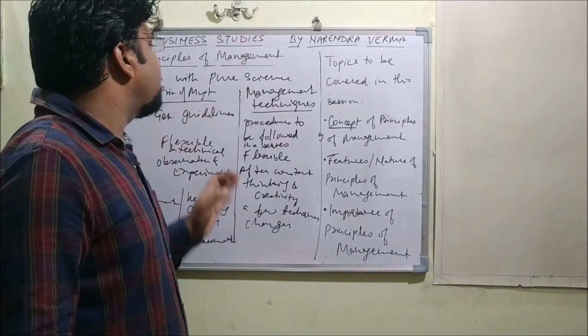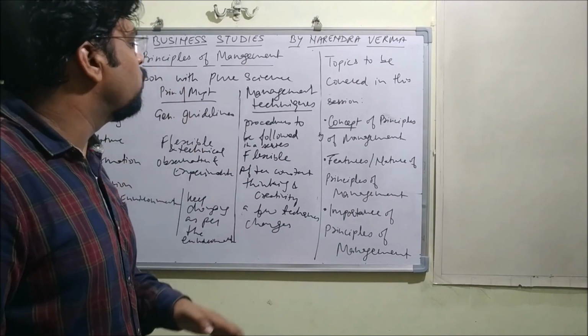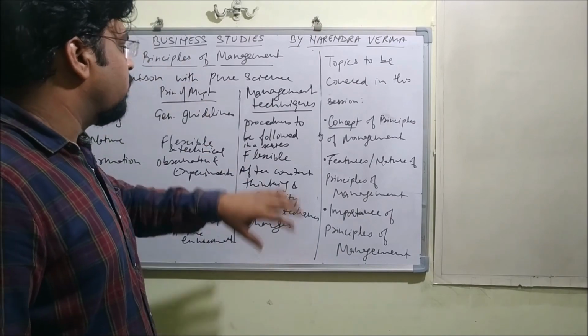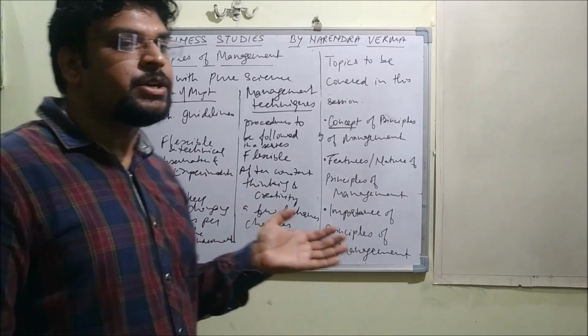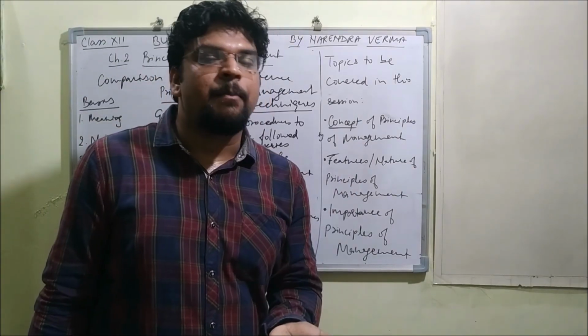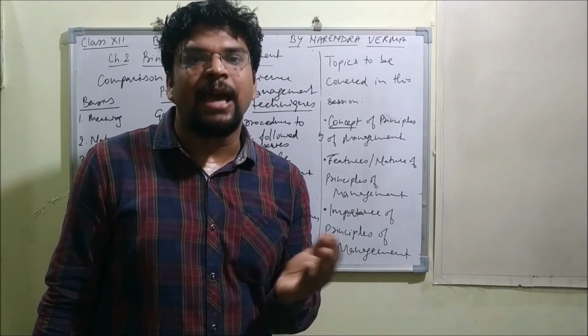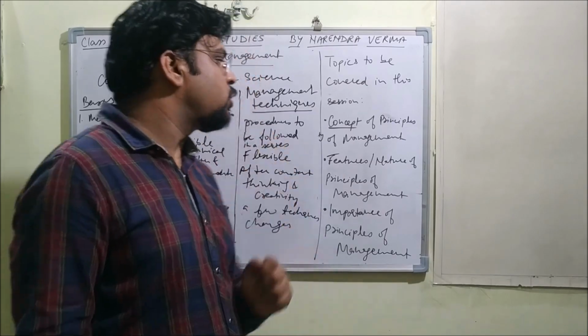So after comparing principles of management with pure science, with values and with management techniques, we can clearly say the same, that these are the general and broad guidelines which help a manager to take decisions and also influence the behavior of that. Okay, now let's move on.